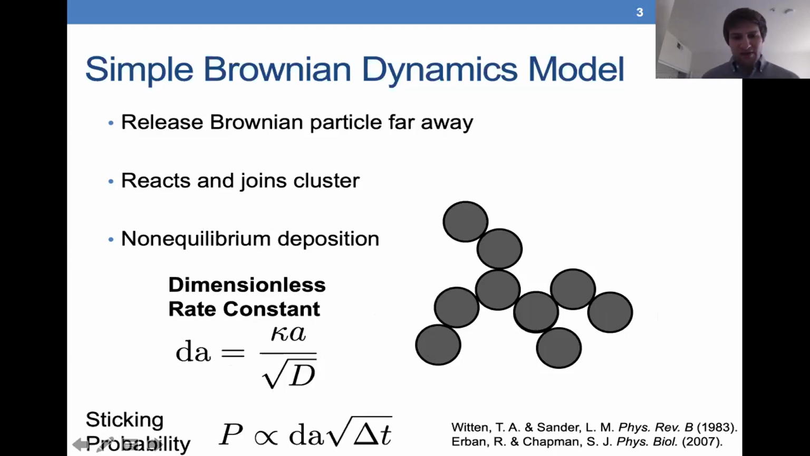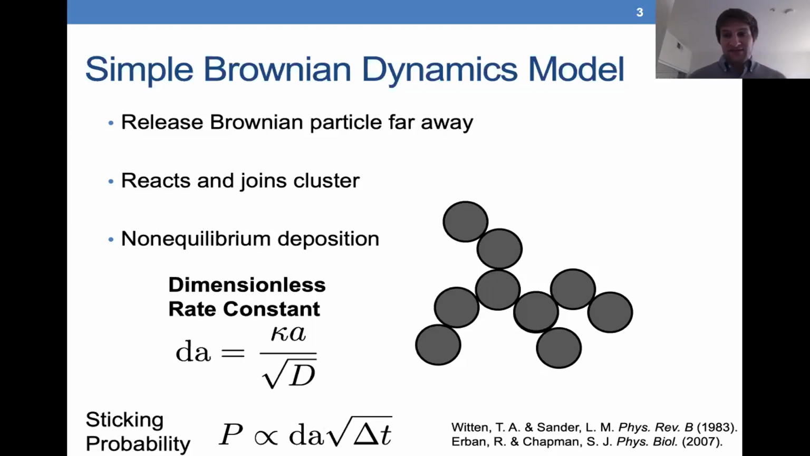And you can roughly think about that as the probability that the free particle sticks to the cluster upon making contact is proportional to this dimensionless rate constant. Interestingly, it's actually also proportional to the square root of the time step. So the probability of sticking is not actually a physically well-defined quantity because it's proportional to the time step. So the definition of this model is a little bit subtle, but roughly you can think of this rate constant determines how sticky the cluster is. So when the rate constant is very large, when the reaction is very fast, the cluster is very sticky, and the ion or the free particle is very likely to stick to the cluster upon contact.